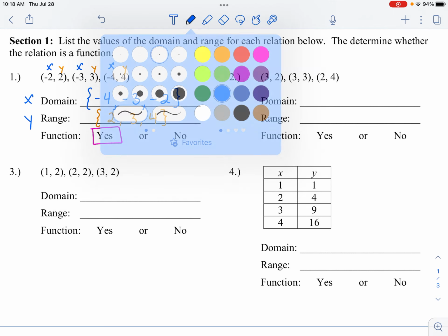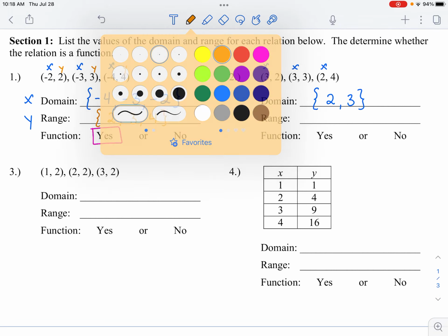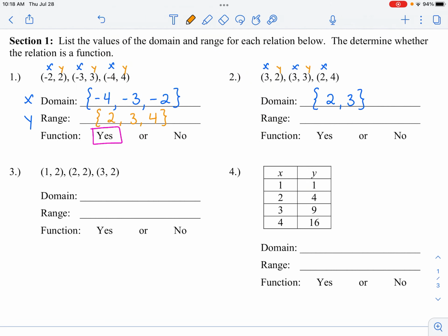So the domain on problem number 2 are the x values, x, x, x. I see a 3, and a 2. So my unique numbers are 2 and 3. The 3 was used twice, but I'm not going to list it twice, okay? We do not want to duplicate numbers when we list domain and range. All right, the range values, y, y, and y, are 2, 3, and 4 again.